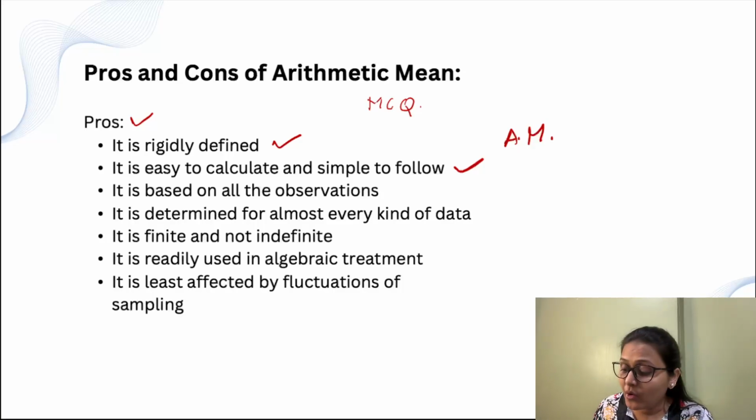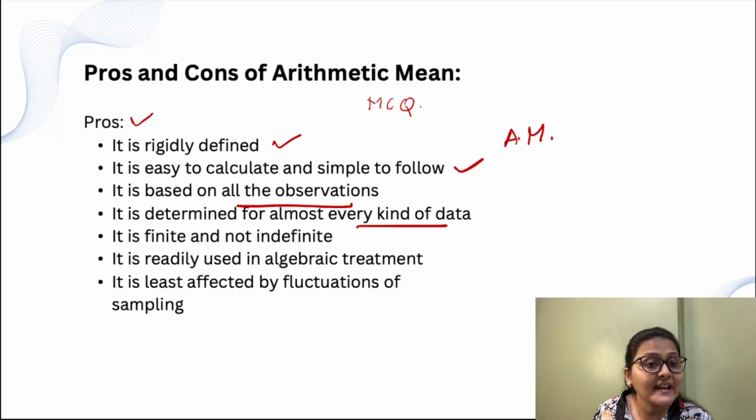It is based on all the observations. So none of the observations should be missing out. There should be presence of all the observations or all the items, and only then could the arithmetic mean be calculated. Next, it is determined for almost every kind of data. So ungrouped data, grouped data, raw data, in every sort of data this arithmetic mean can be calculated.